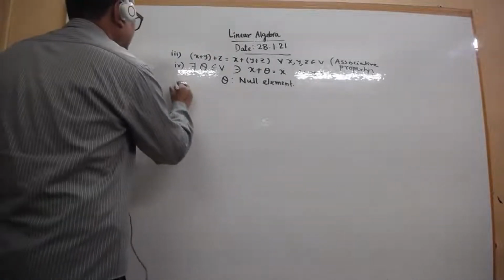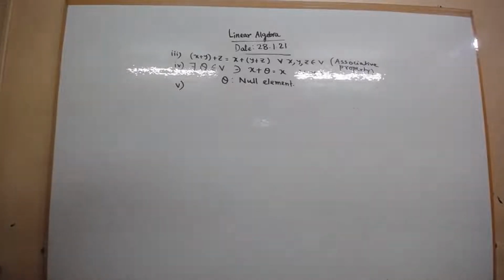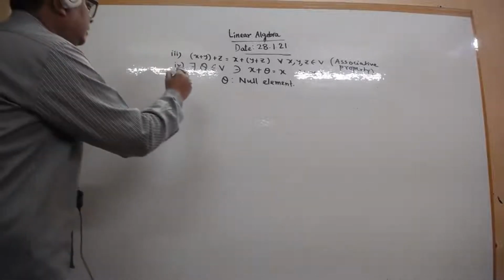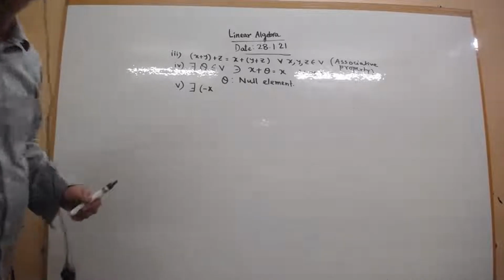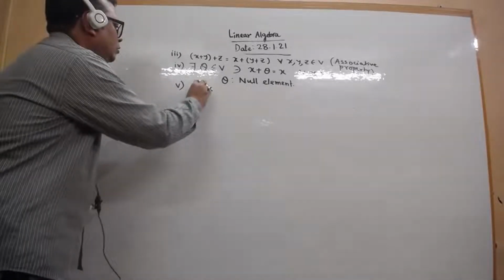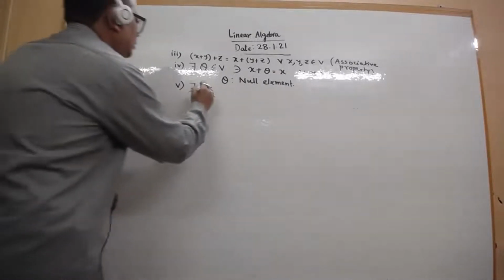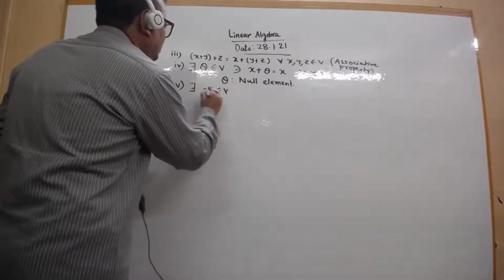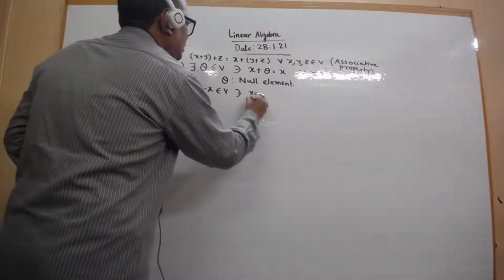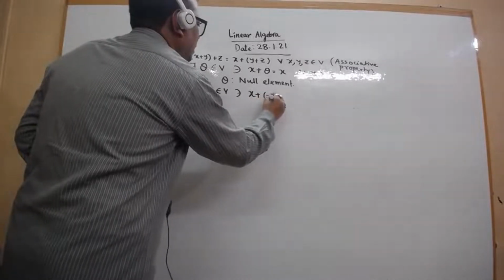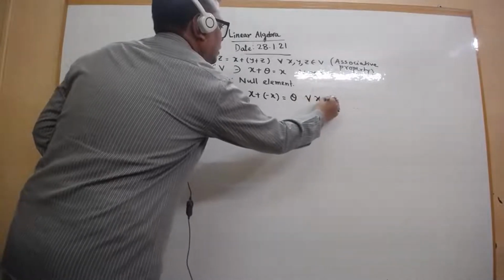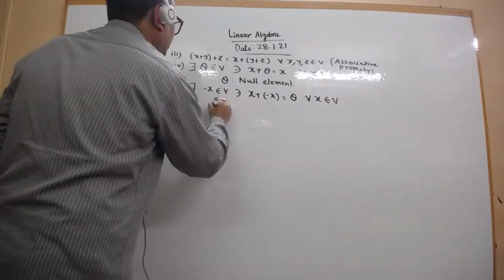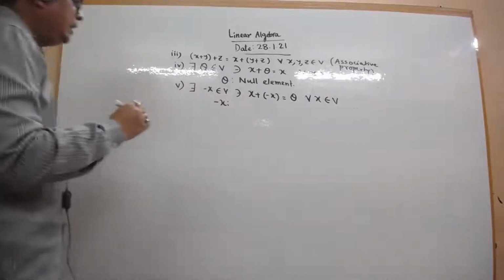Next, there exists minus x belonging to V such that x plus minus x equals theta for all x belonging to V. This is called the additive inverse.